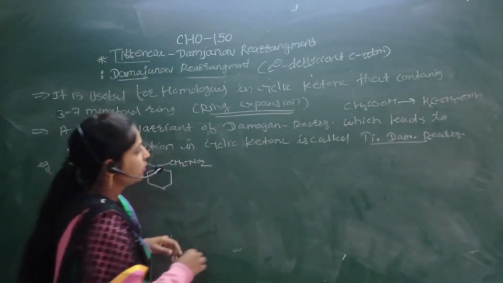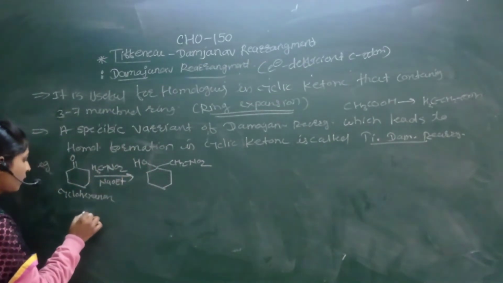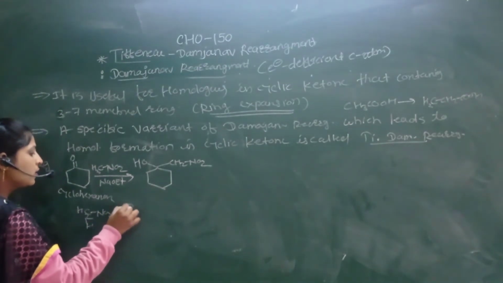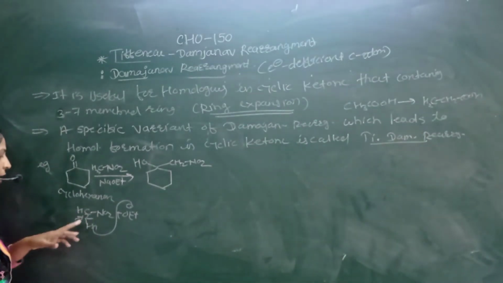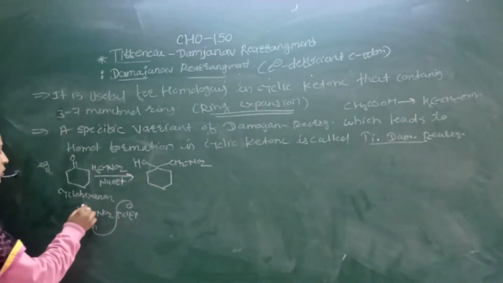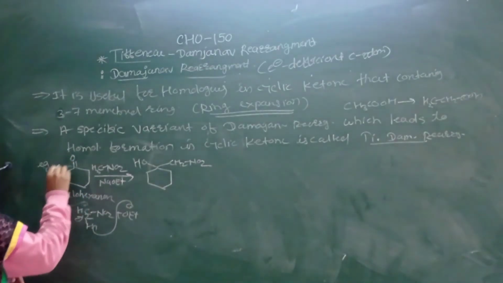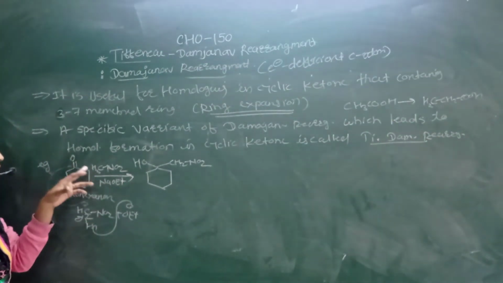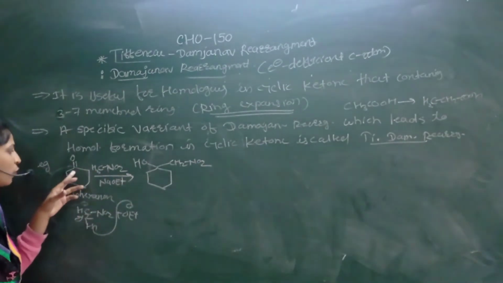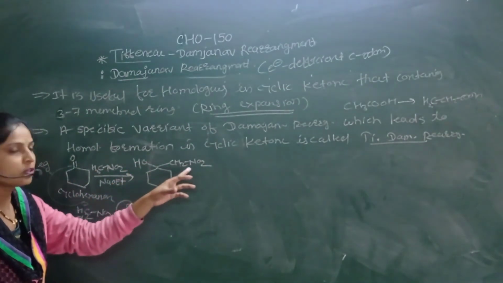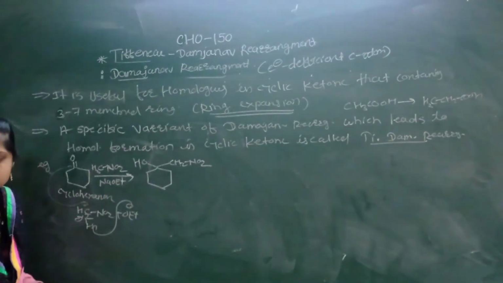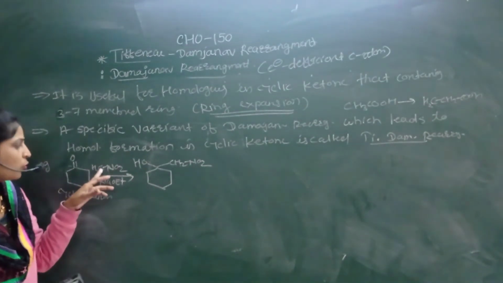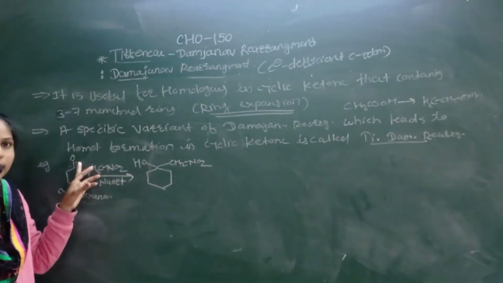See here, for example, CH2H, here NO2. OH minus can abstract this hydrogen, so this bond shifts on this carbon, forming a negative charge over this carbon. This negative charge can attack this carbonyl carbon, which converts into O minus. The excess NaOH abstracts the proton, so formation of OH, CH2NO2. Understand? Simply this OH minus abstracts the proton, forming the carbanion. Then the carbanion attacks the carbonyl carbon, forming the OH.